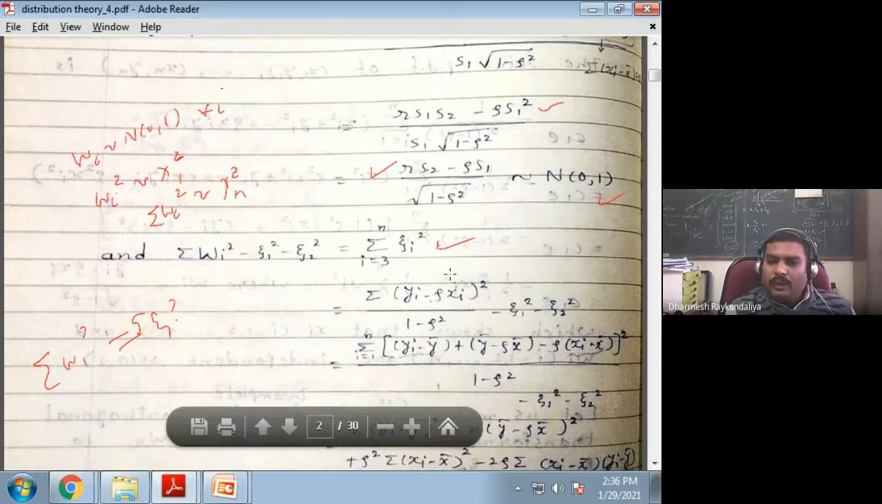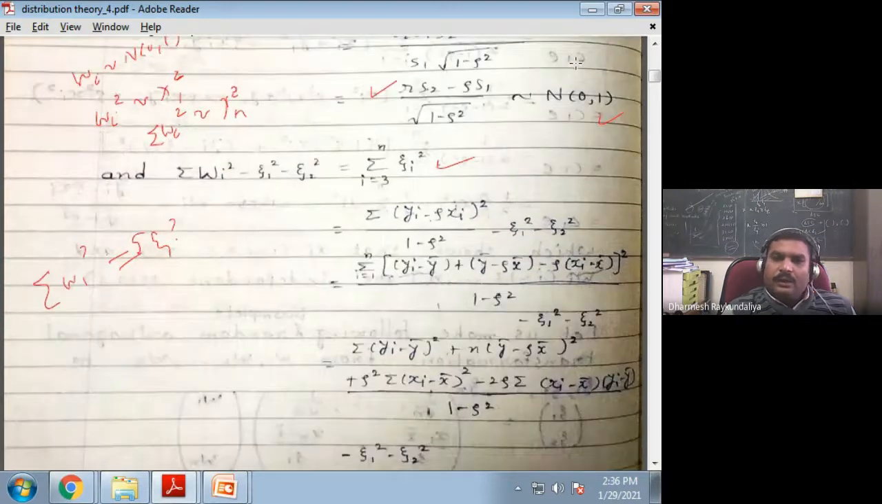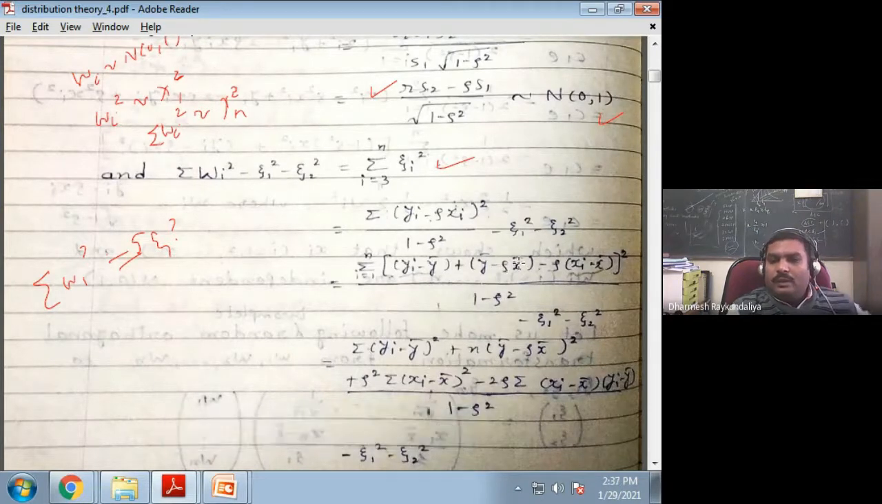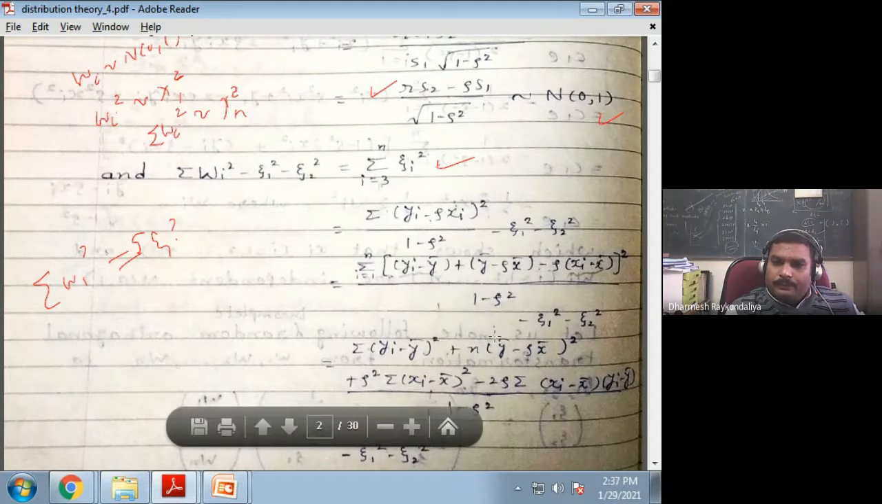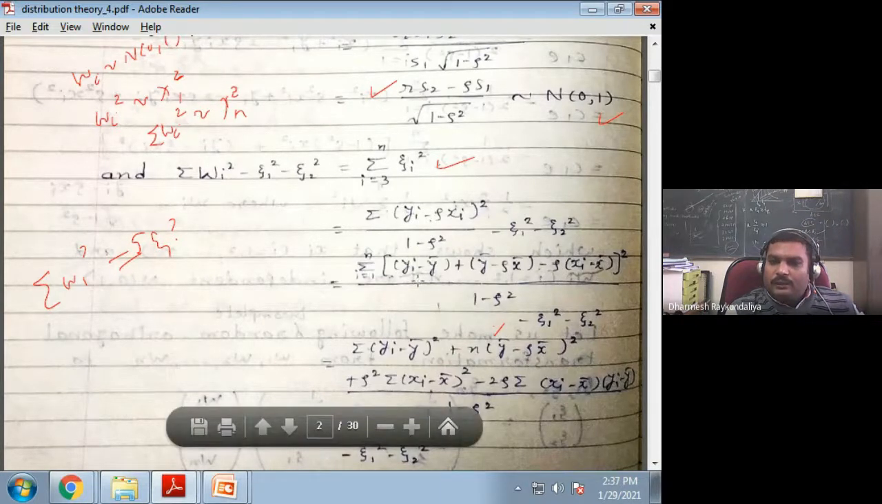Now again you will make the changes similar to the earlier case. Subtract the y bar, add the y bar, subtract the rho x bar, add the rho x bar. So you can have again the two terms: summation yi minus y bar square, and this is y bar minus rho x bar square. But this is a constant, so it is n times, and plus rho square summation xi minus x bar square minus 2 times this quantity.